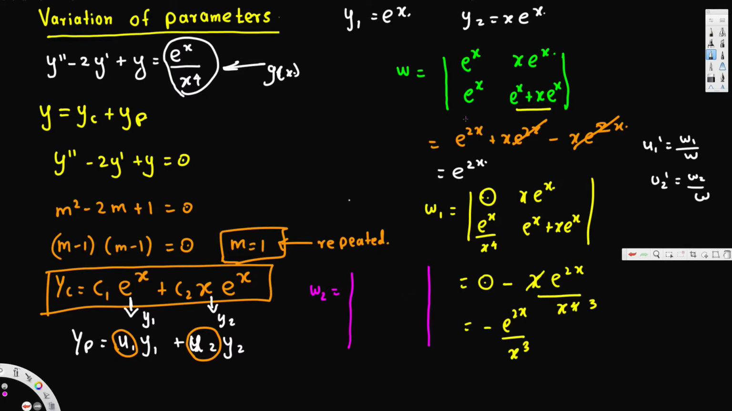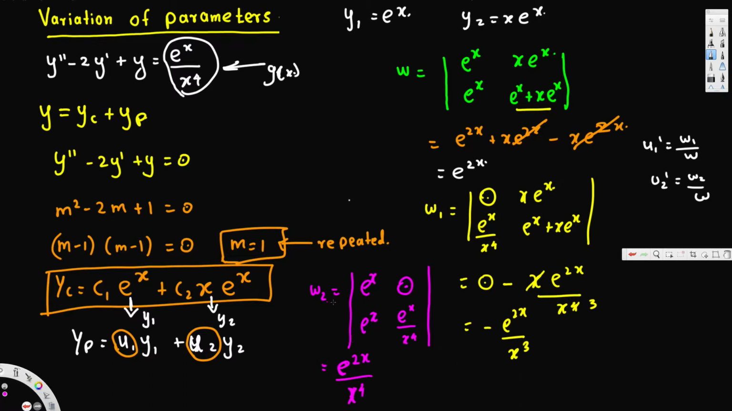Now the first term we have to keep as it is, e^x, e^x. For w1 we kept the second term as it is. For this one we keep the first term as it is. Second term we put 0, and then below this 0 we put g of x. g of x is this, e^x divided by x^4. Again we have to find out the determinant. If you multiply this one, e^(2x) divided by x^4, and then minus 0 times e^x, that's going to be just 0, so we can neglect that.